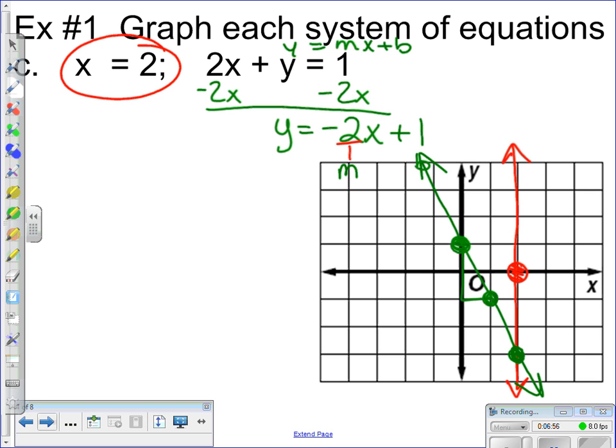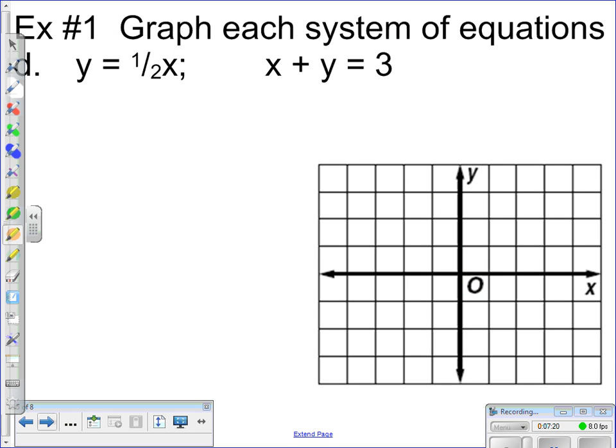You can see once again that these two lines intersect, and where they intersect is your solution. In this problem, that's (2, negative 3). All right, pause here before we go on to D. Next one. Okay, so you should pause here if you'd like to try D on your own before I explain it.